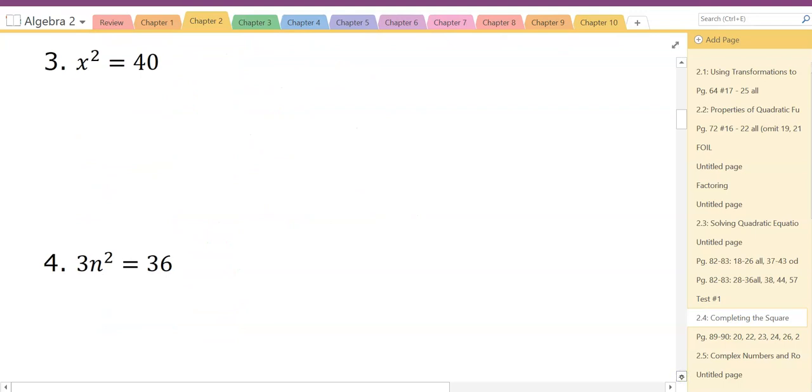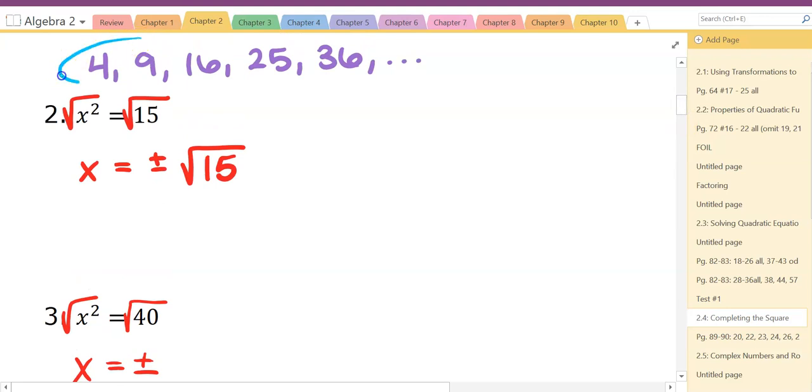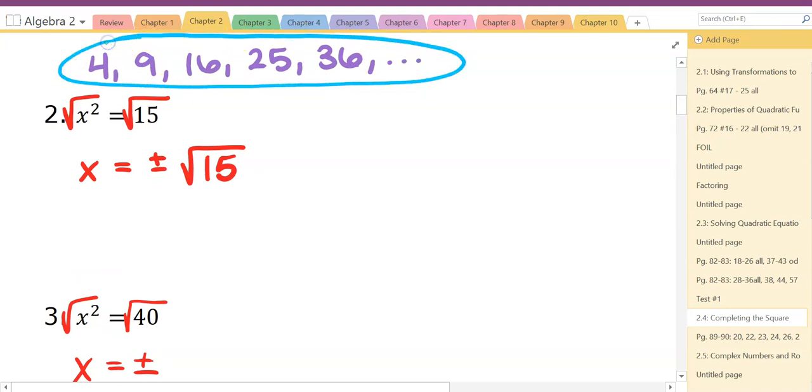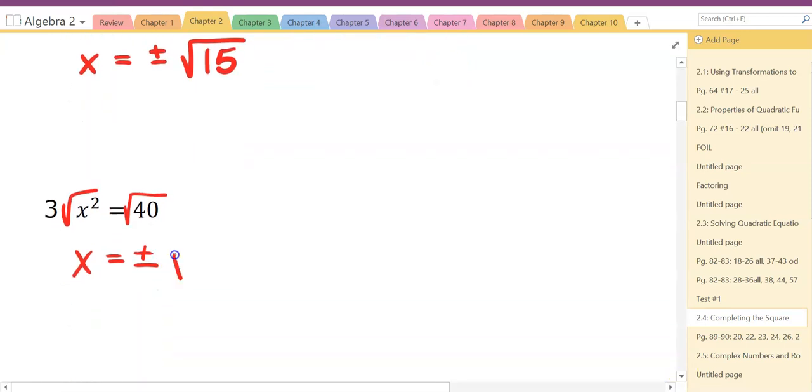Now in number 3, x squared equals 40. We start doing the same thing. We square root both sides. So the square root of x squared is just an x. Now the square root of 40, put your plus minus sign. Think about that list that I had written up here. If we come up here for a second, think about these numbers right here. Is there one of those that can go into 40? 4. 4 times what? 10. So I'm going to rewrite 40 as 4 times 10.